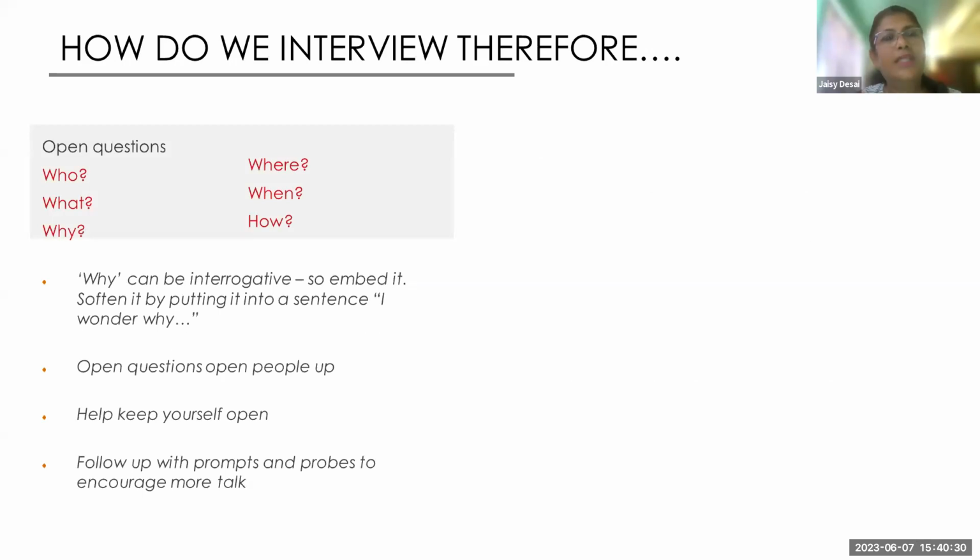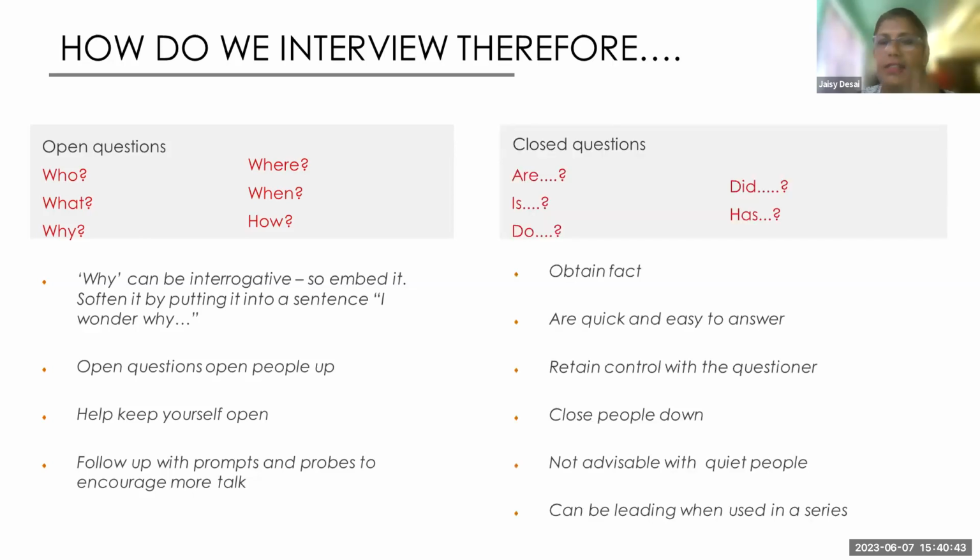So open questions are questions like who, what, why, where, when, how, because they just leave the whole scenario open. So the customer can use any starting point to give the answers. Closed questions typically start with this, where it's of course easier to answer. It gives a control to the questioner, but it actually restrains people. It closes people down.